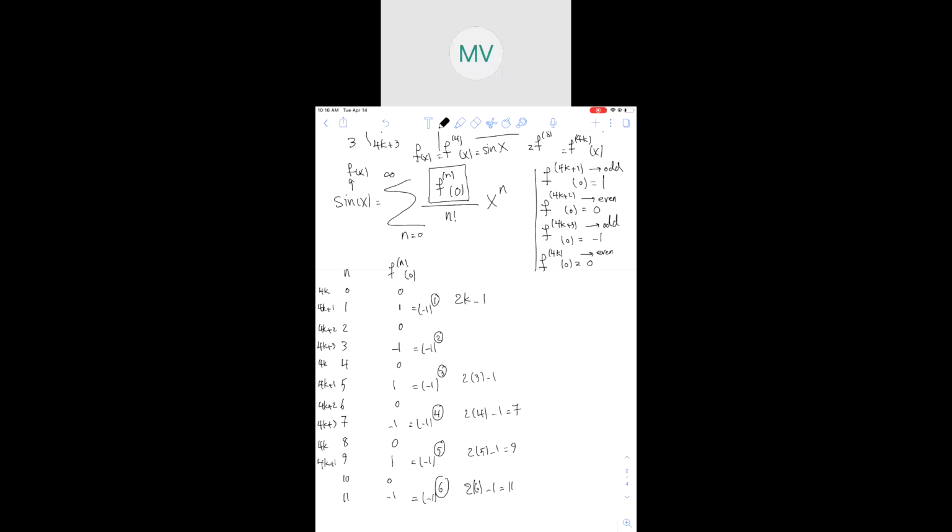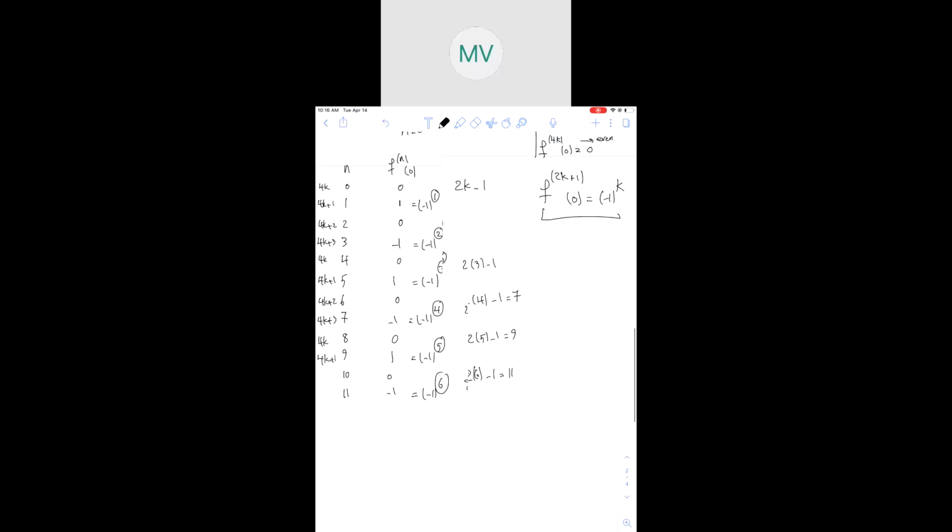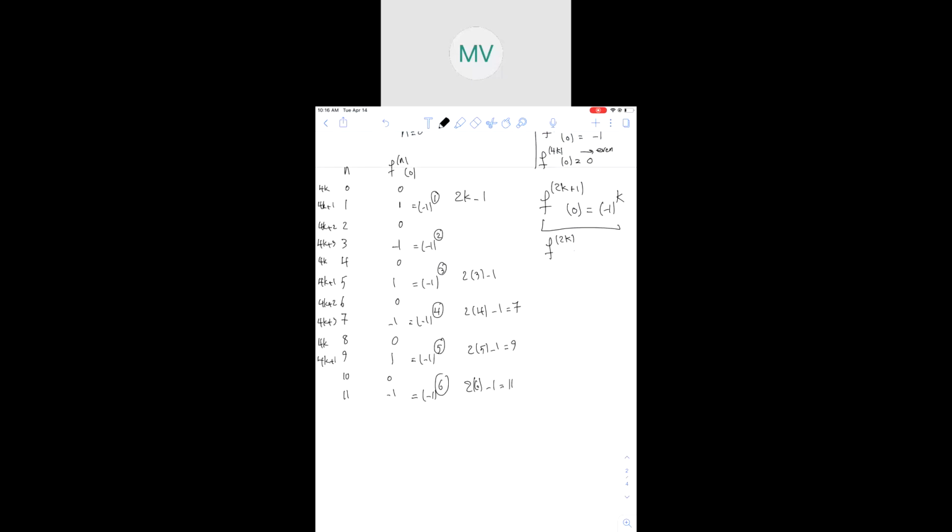So it seems like the f of 2k minus 1th derivative is negative 1 to the k. In fact, it doesn't matter if it's minus 1 or plus 1. It's odd, so it would be the same. And all the even ones are 0.